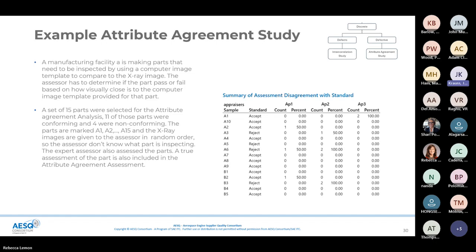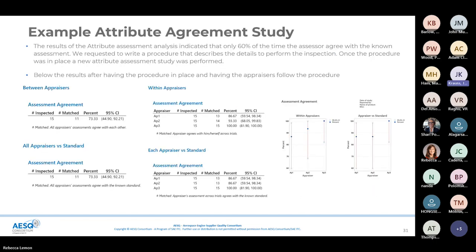And an expert assessor created a master inspection result for each sample. That is what was used for the standard column in the table on the right. During the study, 3 appraisers assessed all the parts 2 times each, and the results were compared to the master results. To not bore you with the background details, this first bullet is describing that only 60% of the time the assessor agreed with the master assessment.